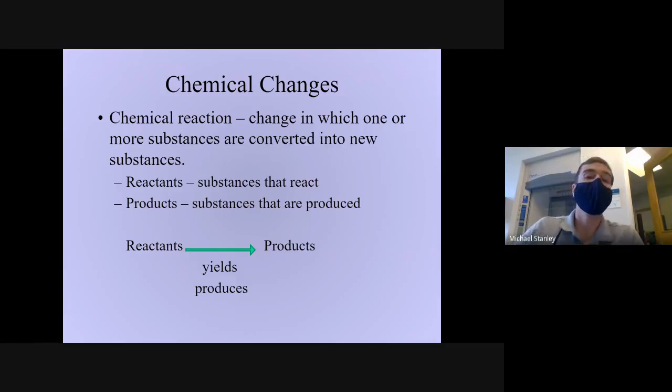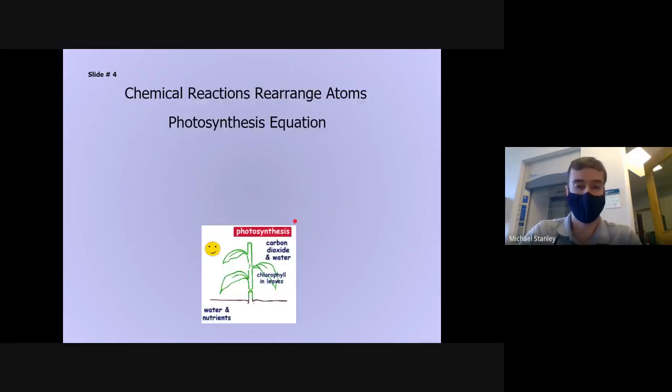So one very, very common or famous chemical reaction that happens all around you in the world every day is called photosynthesis. Now, before I tell you guys what exactly photosynthesis is, does anybody have a general idea or a general explanation for photosynthesis? What does that mean?